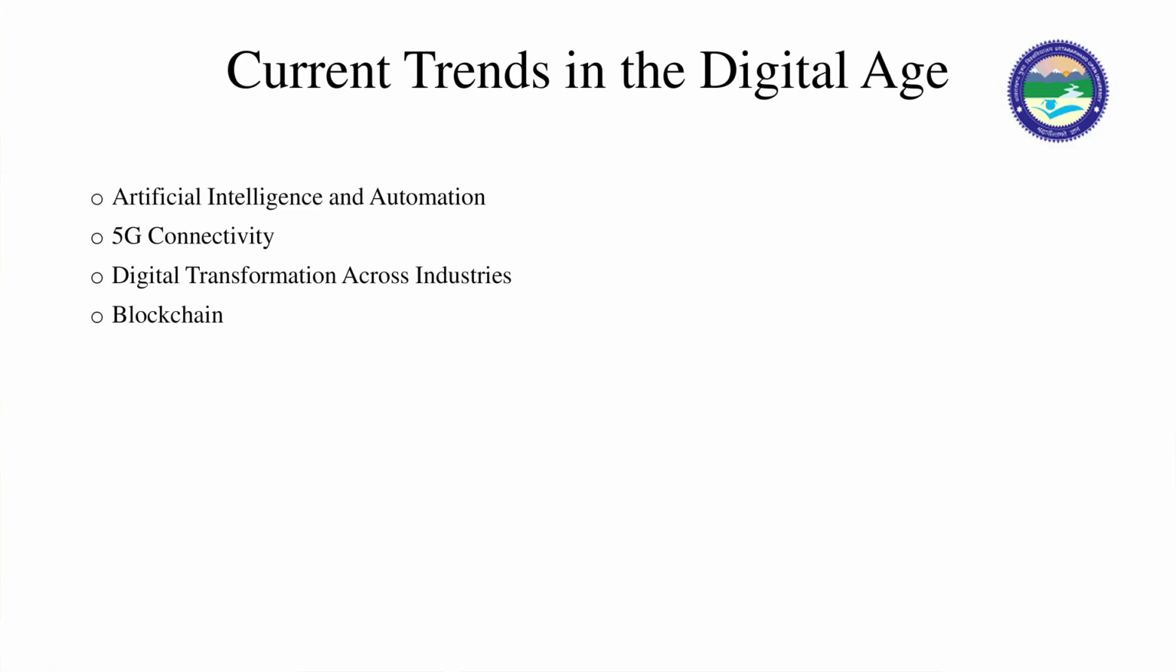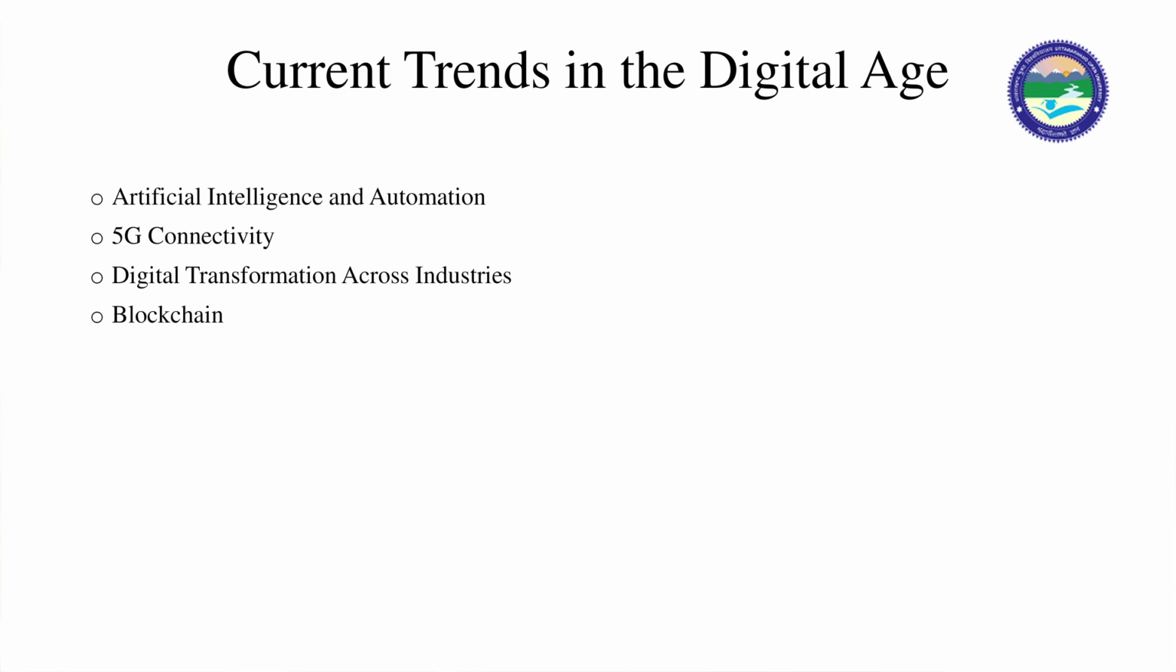Now we will discuss the current trends in the digital age. The first one is artificial intelligence and automation. In this era, AI technologies are being used everywhere, and machine learning enables predictive analytics and smart decision making. Second one is 5G connectivity. In this digital age, high-speed networks facilitate real-time communication, streaming, and remote work.